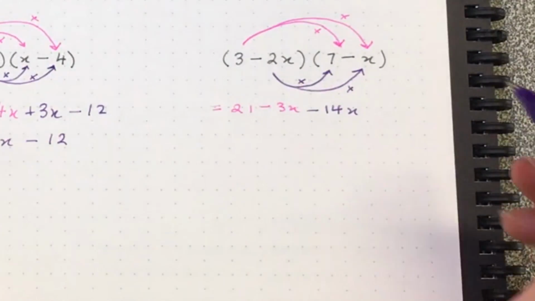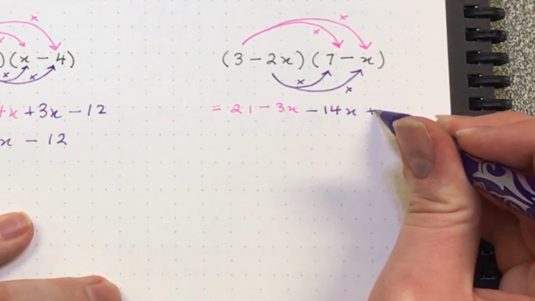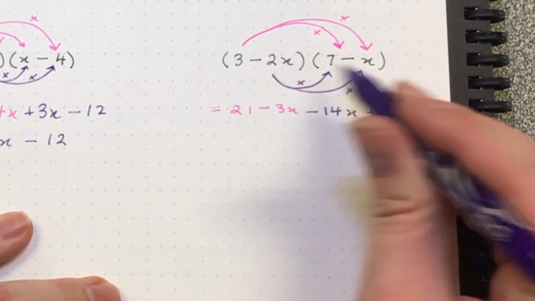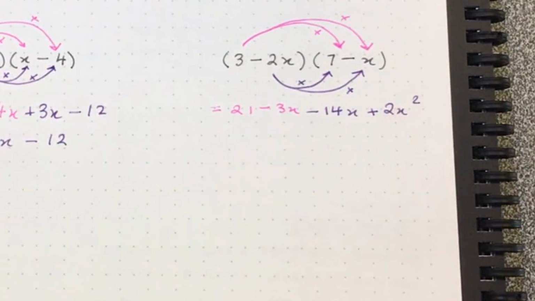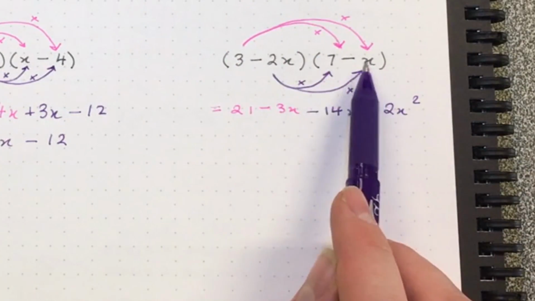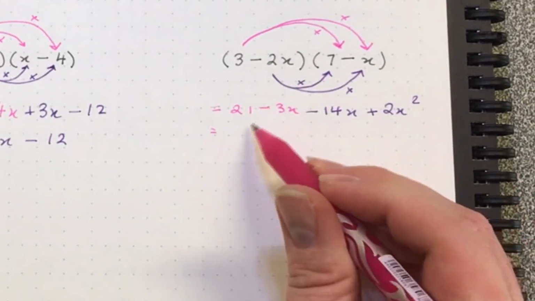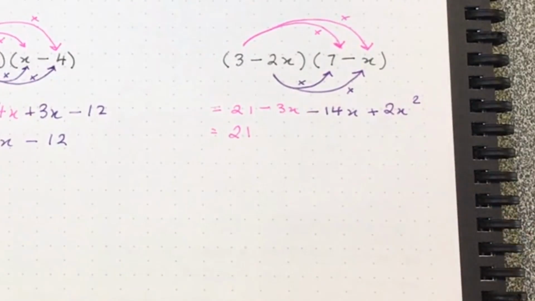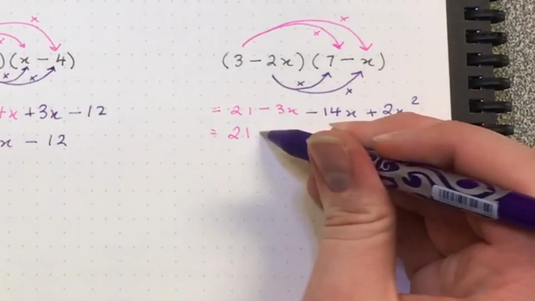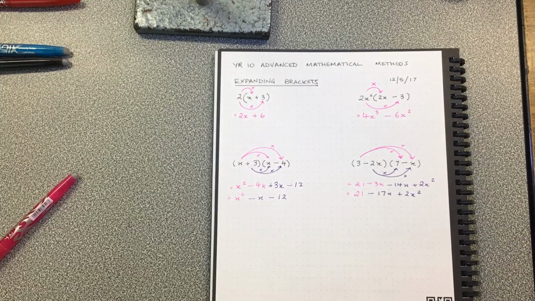And negative 2x times negative x would be positive 2x squared, because the negative and the negative make a positive. That is a classic mistake. Please make sure when you're multiplying that you remember the signs at the front. So, tidy it up. Negative 3x minus 14x is negative 17x. And then we've got a plus 2x squared. There we go.